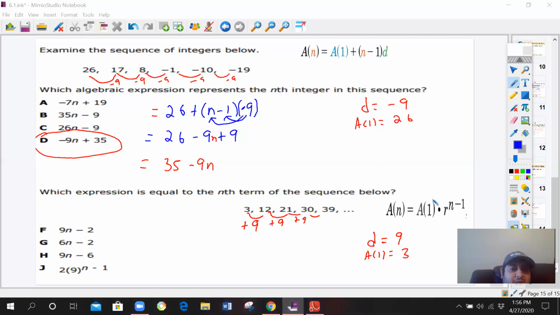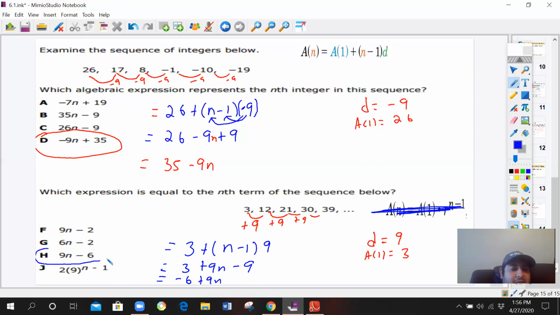And we just plug it into the formula, not this formula. We started out with 3 plus (n minus 1), and then the difference is 9. 3 plus 9n minus 9. We just distribute the 9 inside the parentheses, then combine like terms. 3 minus 9 becomes negative 6 plus 9n, and something that looks similar to that is the letter H.